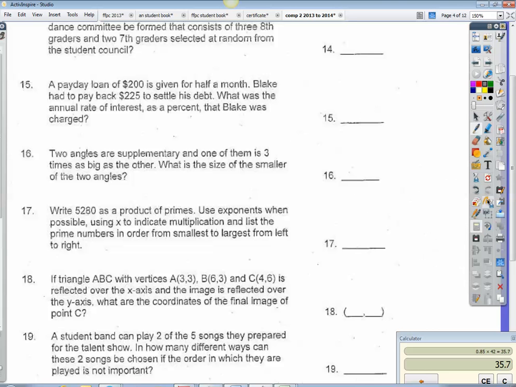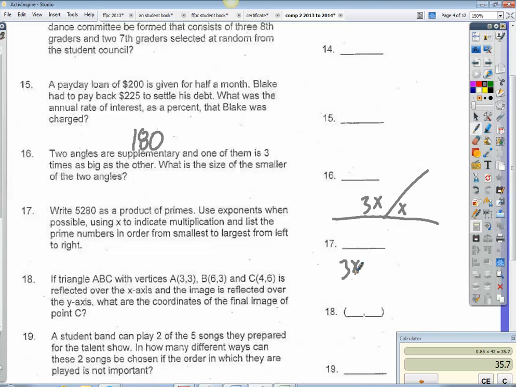2 angles are supplementary. Supplementary means they add up to 180 degrees. And by the way, if it says complementary, it means they add up to 90 degrees. C comes before S, so C means 90, S means 180. And one of the two of them is 3 times as big as the other. So that means this is 3x and this is x. And together, they equal 180.